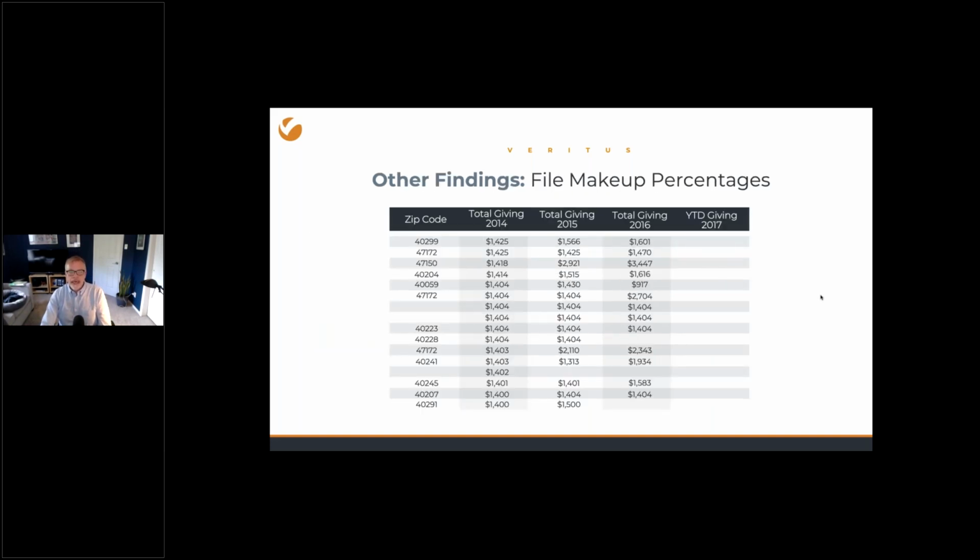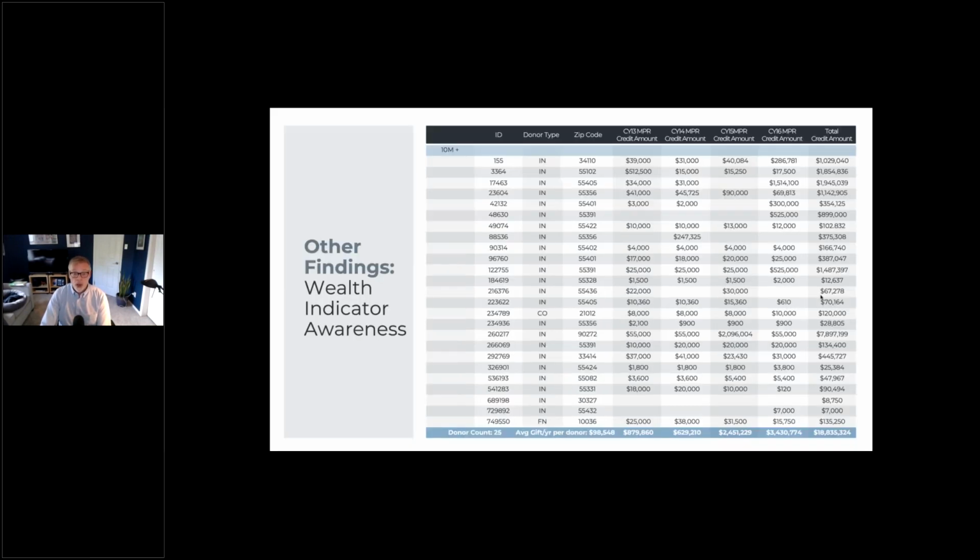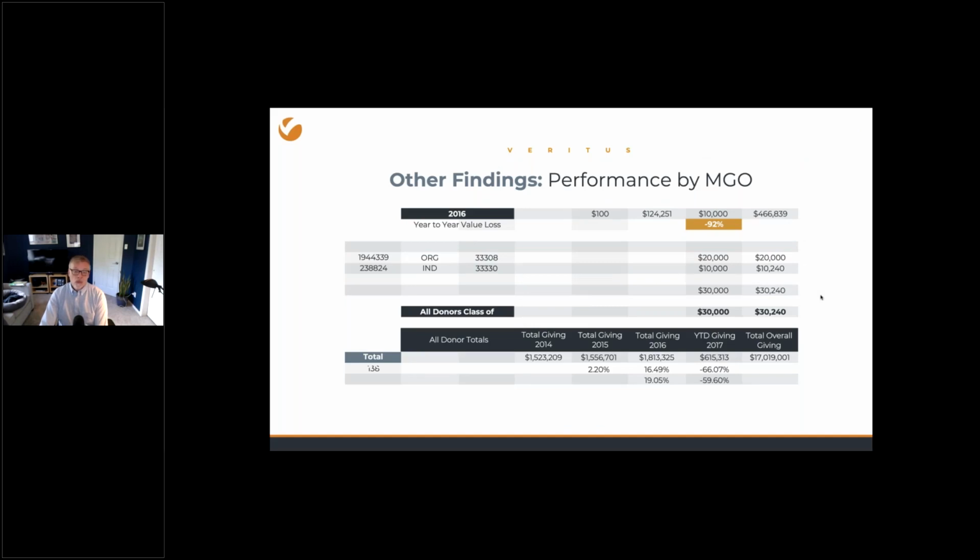We also look at things like what percentage of the file is small gifts versus large gifts. What is your wealth indicator analysis? So here's a list of all 10 million plus people who have the capacity to give 10 million plus. Yet you can see some of these donors are giving way under that kind of capacity, and they have no idea. We also look at performance by major gift officer. How are they performing year over year?